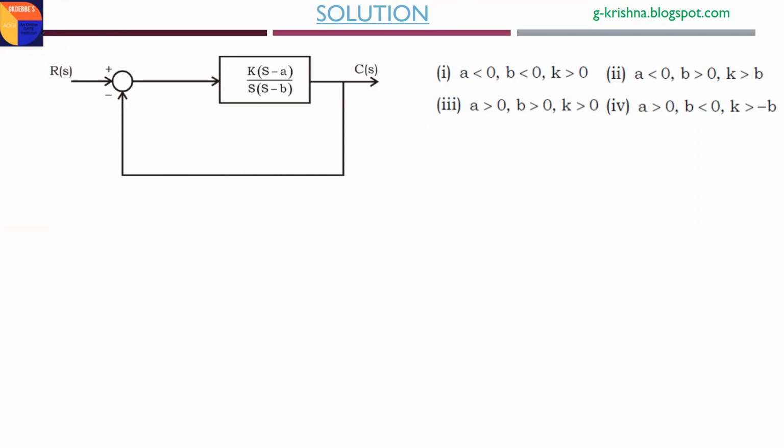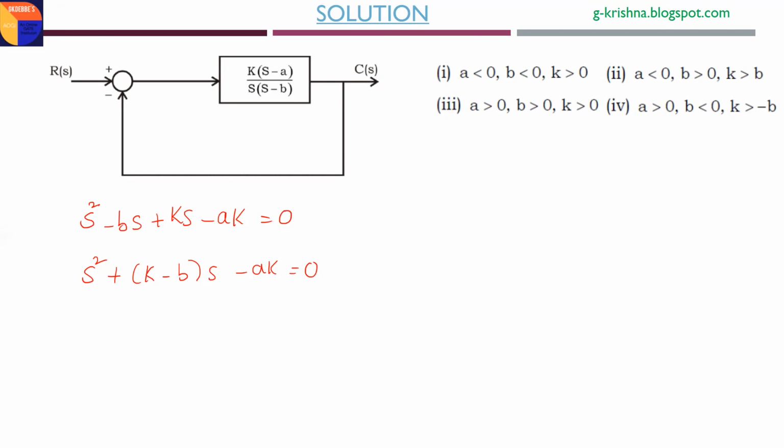How to solve this is, first you have to find the characteristic equation. The characteristic equation is s square minus bs plus ks minus ak is equal to 0. If you simplify it, s square plus (k minus b) into s minus ak is equal to 0. It's a second order system, and according to the RH criterion for a second order system, for roots to locate in the LHP, or for stability, all the coefficients should be greater than 0, or positive.